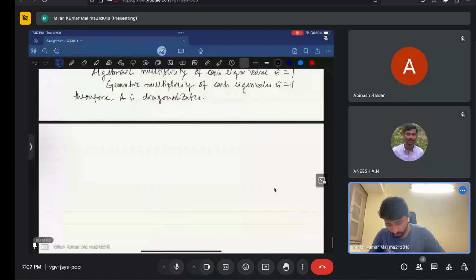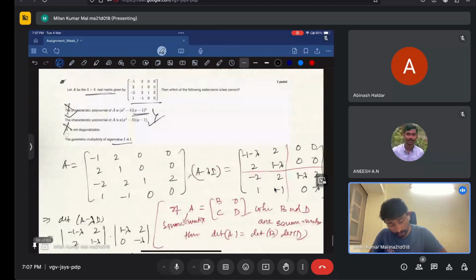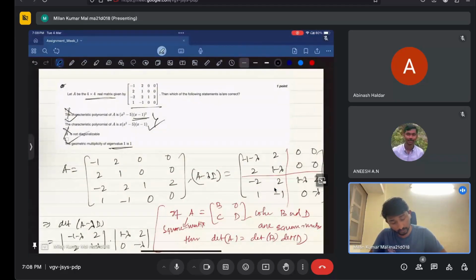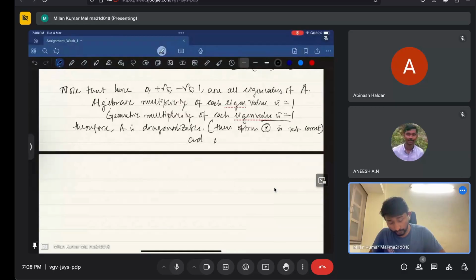Geometric multiplicity of eigenvalue 1 is 1. That is correct, because that is what we are seeing here, that corresponding to each eigenvalue the geometric multiplicity is 1. And option D is correct. Okay.